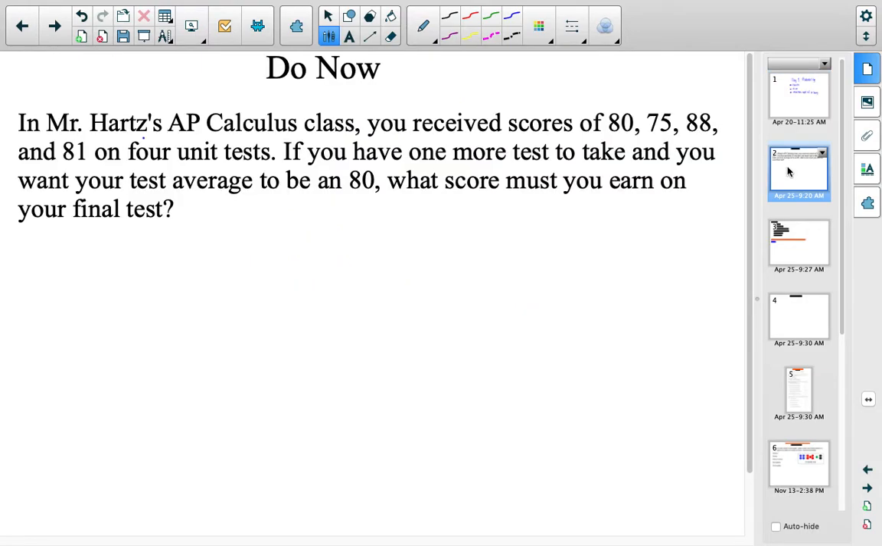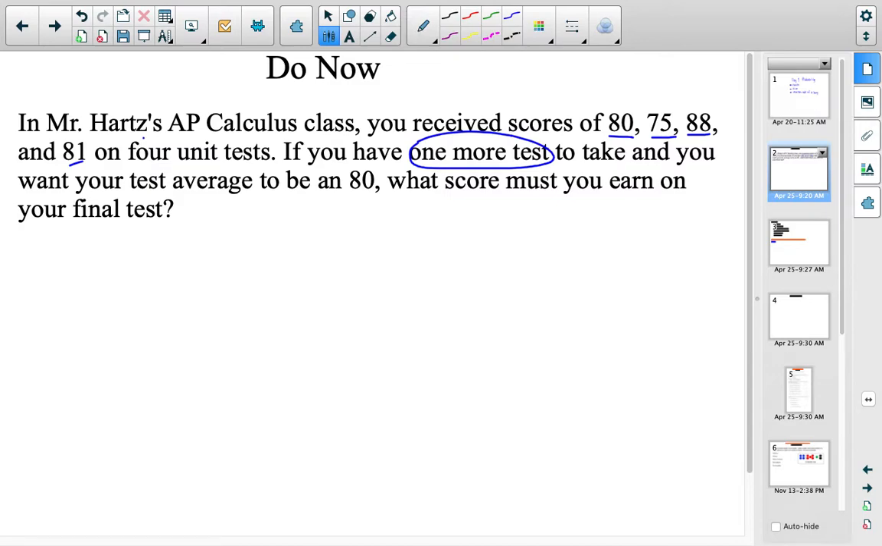Just a quick little do now, a reminder, we finished up mean, median, mode, but we have a question here. Again, you can hit pause and read it, but I'll read it as well. Mr. Hartz's AP class, you received these scores on 4 tests. You have one more test to take, and you want your test average to be an 80. What score must you earn on your final test?